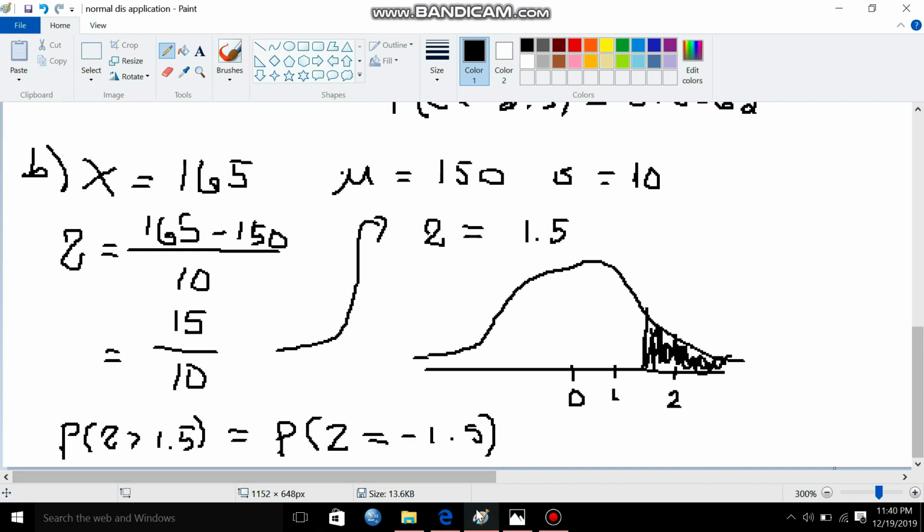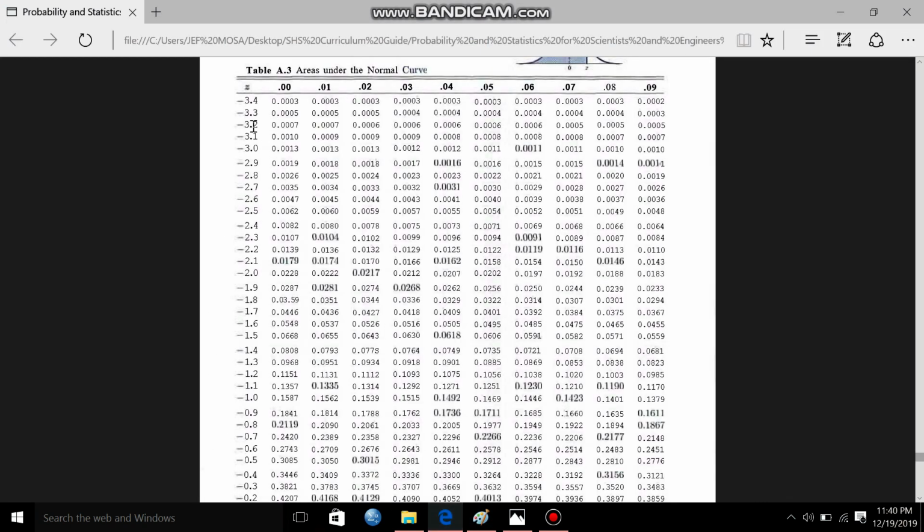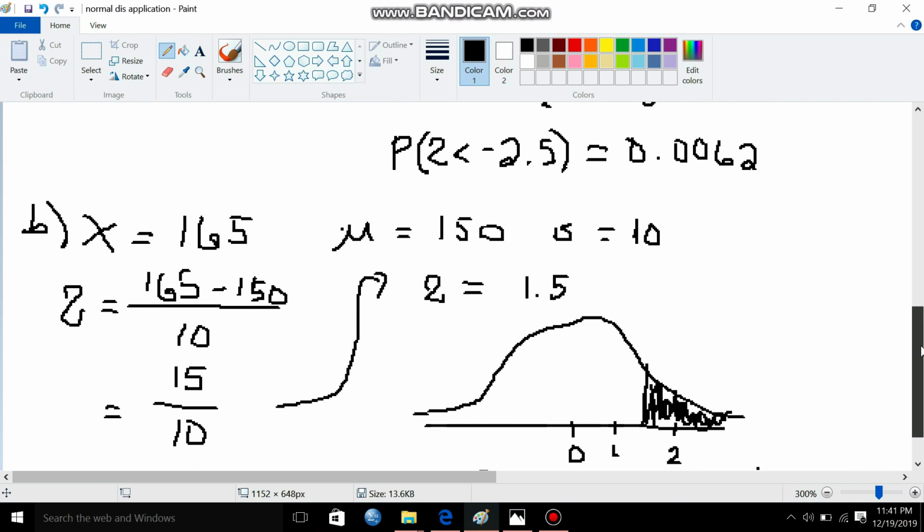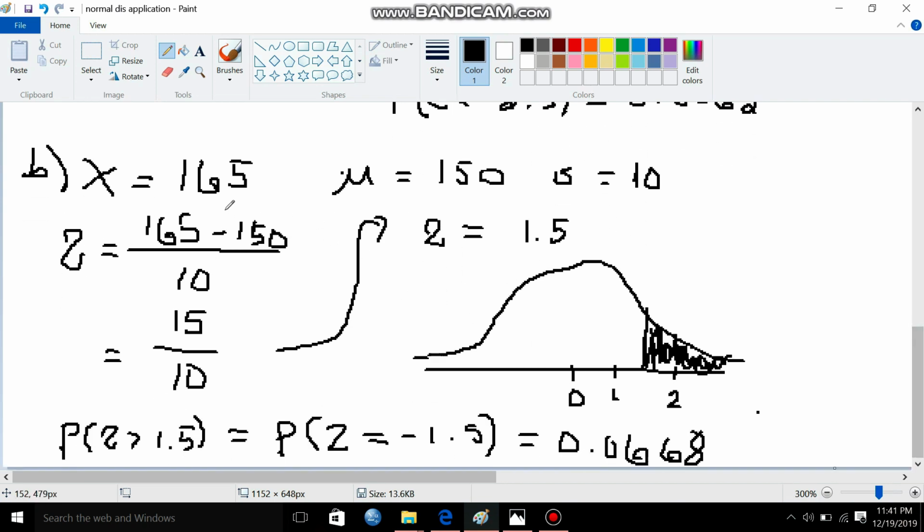So we have negative 1.5, which is this one, 0.0668. Meaning to say that the probability of having a lifespan greater than 165 is 0.0668, or in percent, times 100, this will be 6.68%.